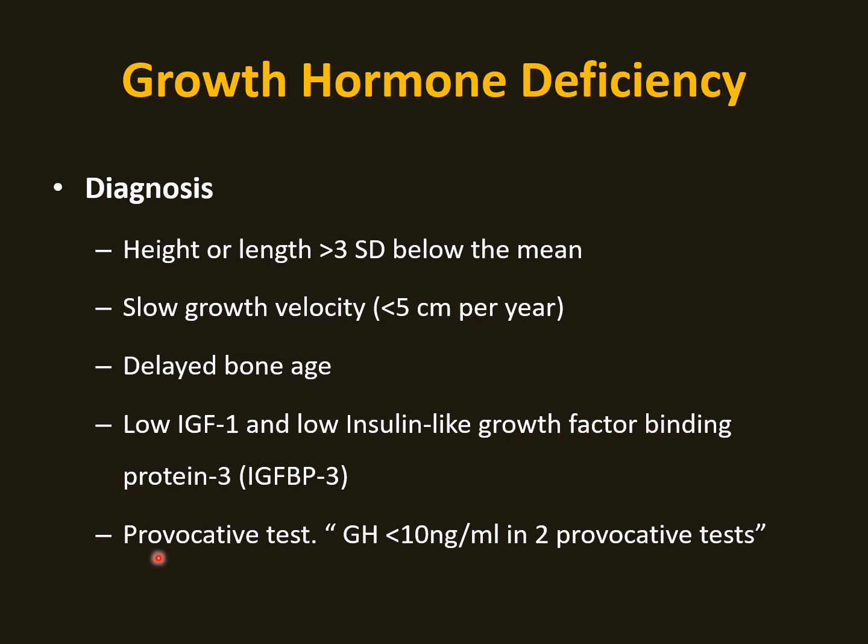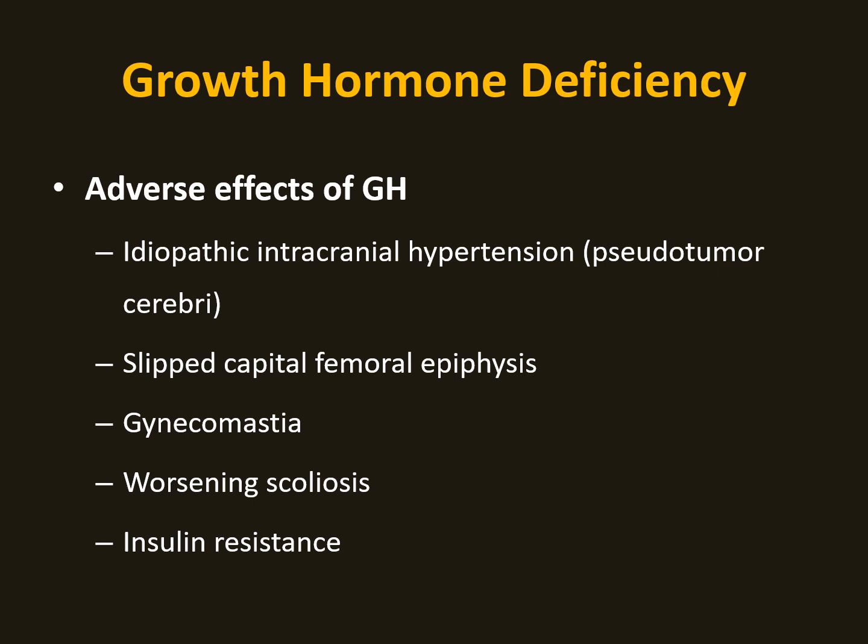Abnormal provocative test: this is usually done by giving the patients insulin, arginine, clonidine, or glucagon, and this should increase the growth hormone in normal children. In children with growth hormone deficiency, the test will fail to increase above 10 nanograms per ml. So the growth hormone level will be less than 10 in two different provocative tests with two different stimulants. This is usually diagnostic in most cases.